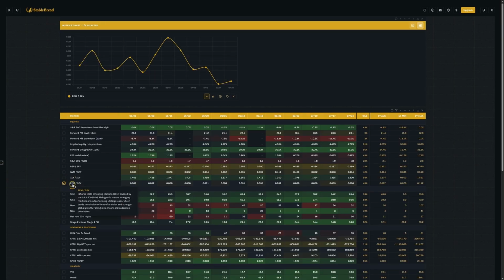Finally, we have the EM over the SPY. This is just the emerging markets versus the S&P 500. When it is rising, it usually means a weaker dollar and stronger global growth. When it falls, the US is leading.